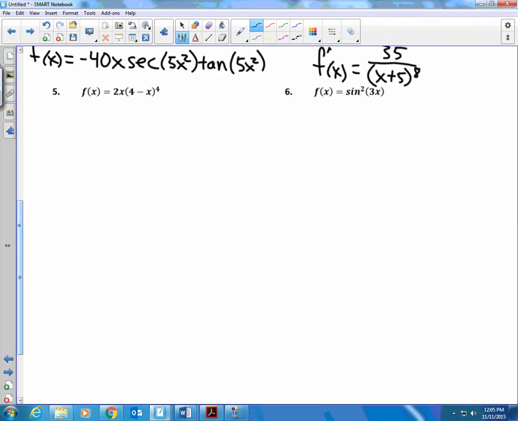We're going to leave problem number 5 till tomorrow. 5 involves the product rule as well as the chain rule. Instead, we're just going to look at number 6, and number 6 is unique. Anybody see why 6 is special compared to the others? Sine squared, but there's something else.